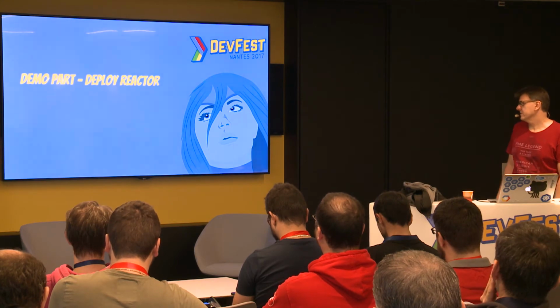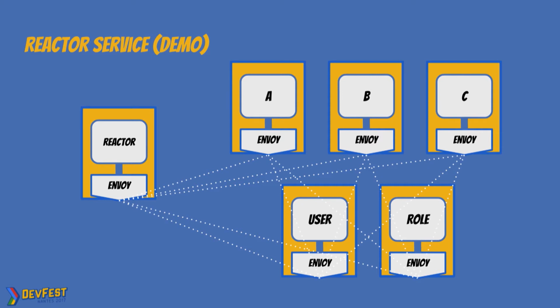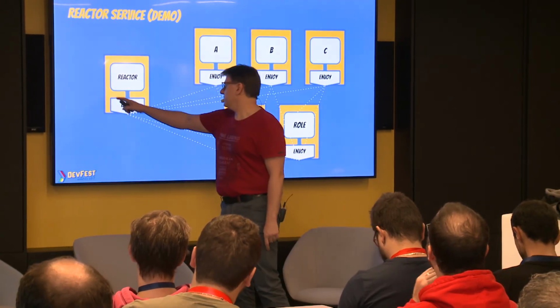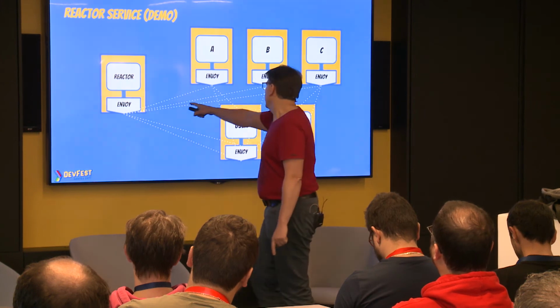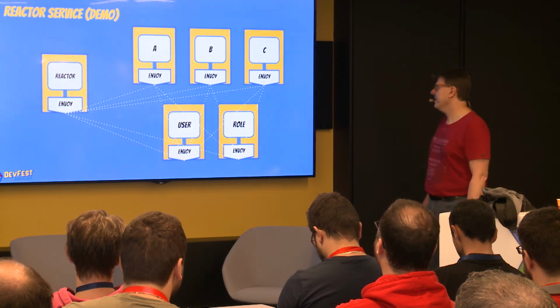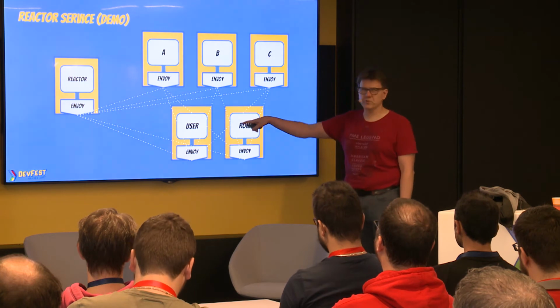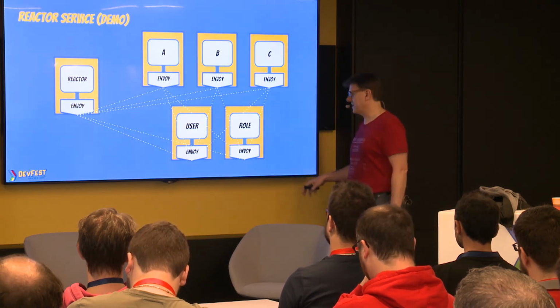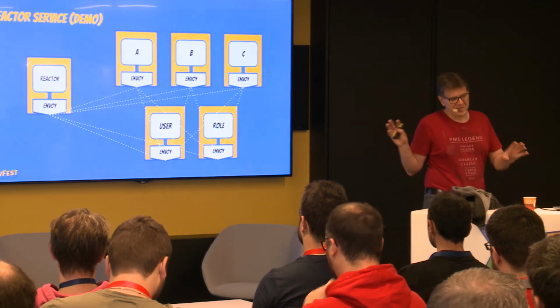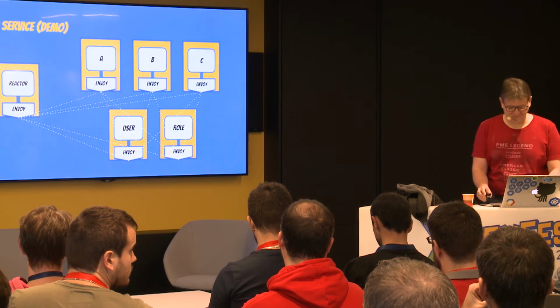And so let's deploy Reactor. It's a small demo app. It's actually the same app. What does it do? I do a call to an endpoint, and it will do a lot of calls just to create some traffic. So it goes to A, B, and C. They all do calls to user and roles, which doesn't do anything except tell what the version is. They're just saying I'm version 1, I'm version 1, I'm version 1.